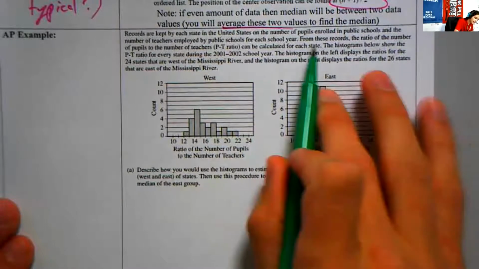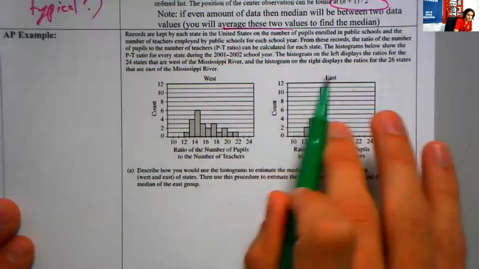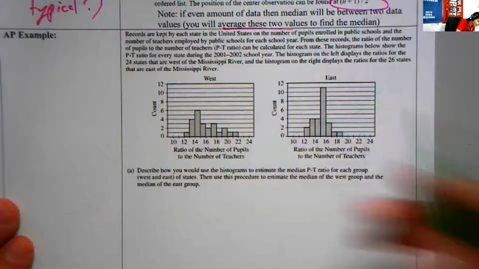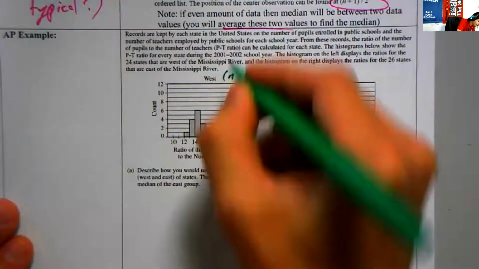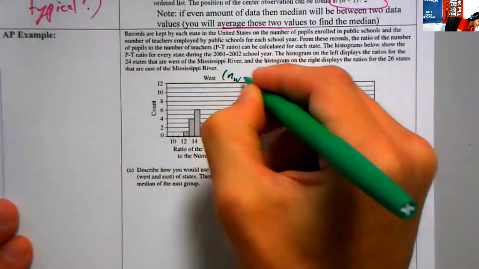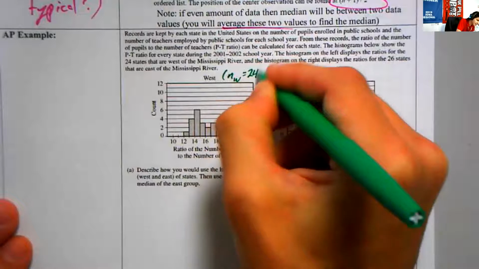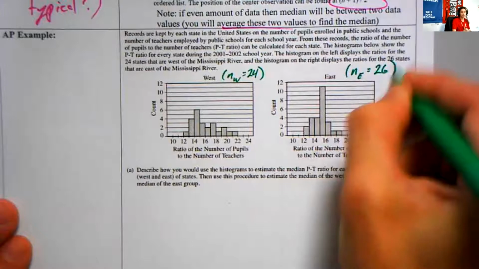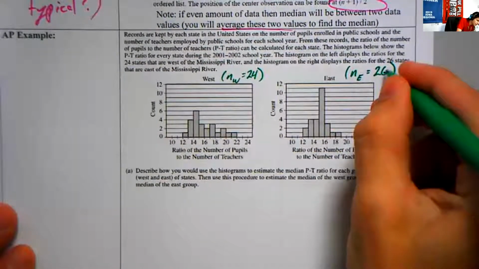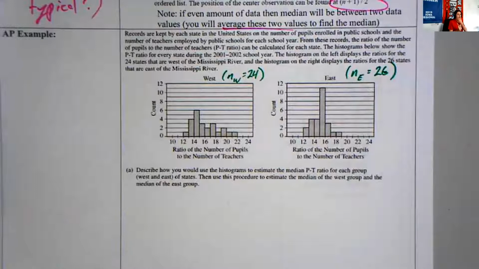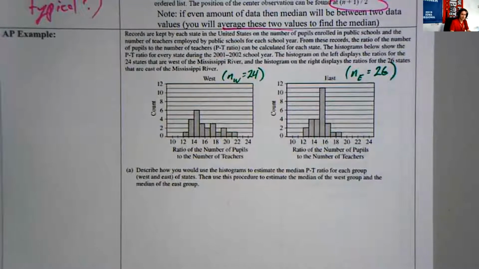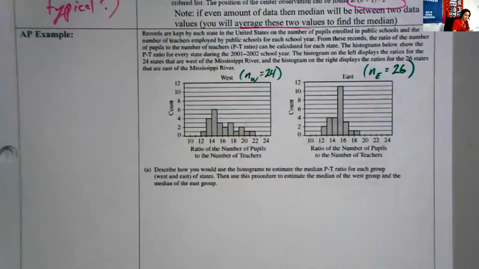Sorry for the bells. So once again, it's records of pupil-to-teacher ratios in the 50 states, the 24 west of the Mississippi. So n sub west equals 24. And I'm going to say that n sub east for east is 26, not a G, that's a 6. Great. And describe how we use the histograms to estimate the median pupil-to-teacher ratio for each group of states. Then use the procedure to estimate the median of the West group and the median of the East group.